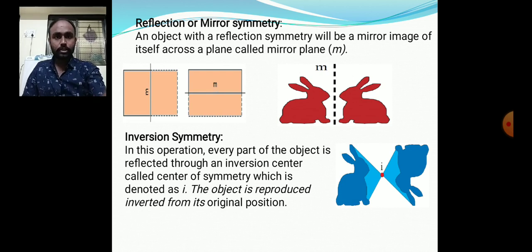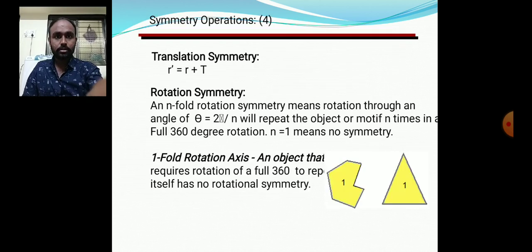Once again we will have a look at the slides. What are the 4 different symmetry operations we have seen? First one is translation symmetry. Translation symmetry means if we translate a particular crystal from one point to another point, the crystal looks exactly the same. That is called translation symmetry. Then we have the rotation symmetry.